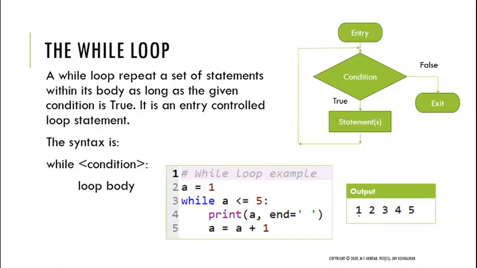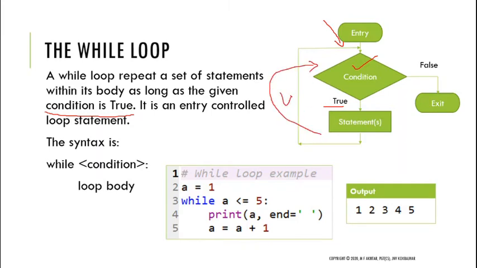Now come to the next looping statement, that is the while looping statement. This loop is different from for loop because it needs a condition, which must be true to execute a set of statements repeatedly. The while loop repeats a set of statements within its body as long as the given condition is true. It is an entry control loop. Entry control loop means once we enter into this loop, it first checks the condition. If the condition becomes true, it executes the statement.